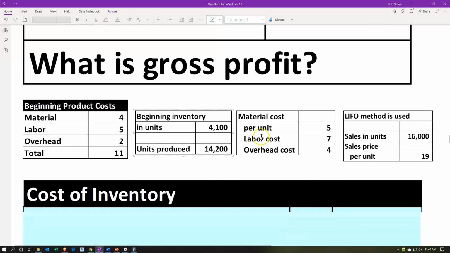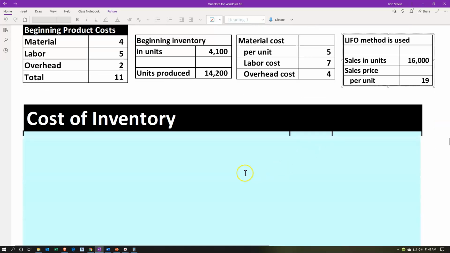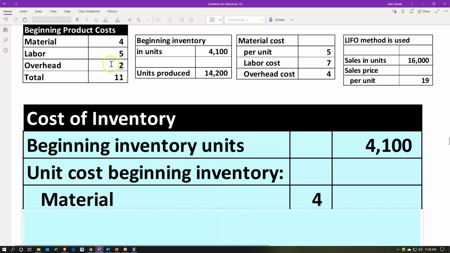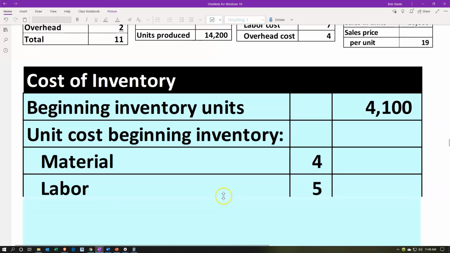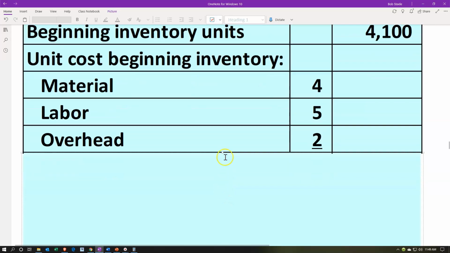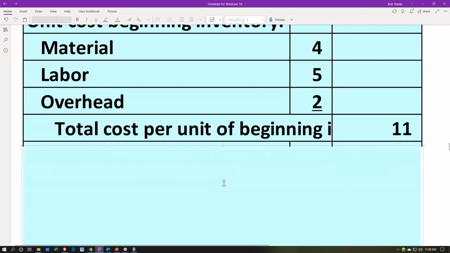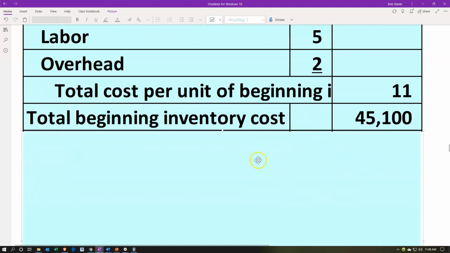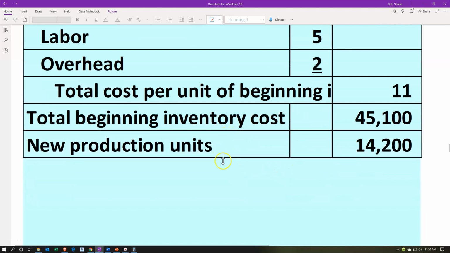So here's the same information, a little bit shorter here, so we can see it as we work through the problem. We're first going to think about just breaking out what we have in terms of the cost of the items available for sale, including the beginning units and the ones we produced. So that means we're going to have the beginning inventory at 4,100. That's how many units we have. Then the cost per unit was the 4 for the materials, the 5 for the labor, and the 2 for the overhead, giving us 4 plus 5 plus 2, or 11 per unit. We're going to multiply that out, the $11 times the 4,500 units. That gives us the 45,100 in total dollar amount.